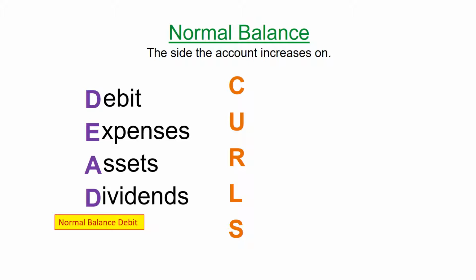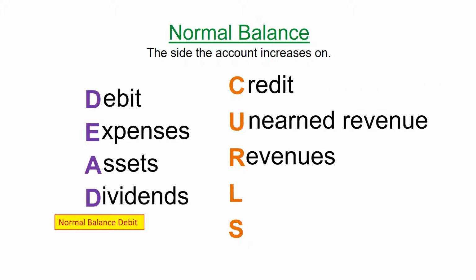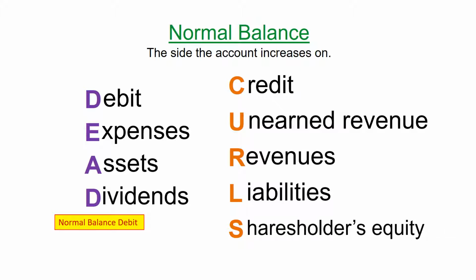Curls accounts increase with a credit. These are unearned revenues, revenue, liabilities, and shareholders' equity. So these accounts have a normal balance of a credit. So when you increase these accounts, you credit. When you're decreasing these accounts, you would debit.